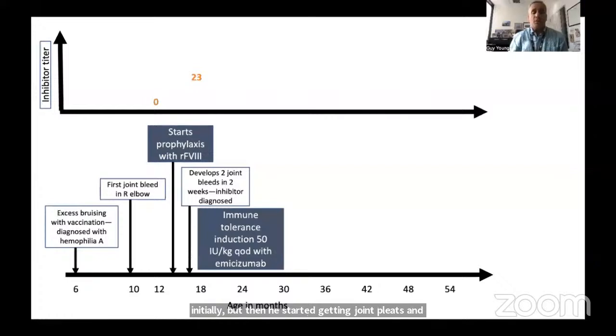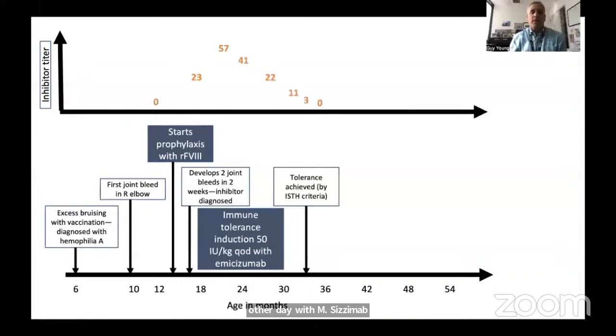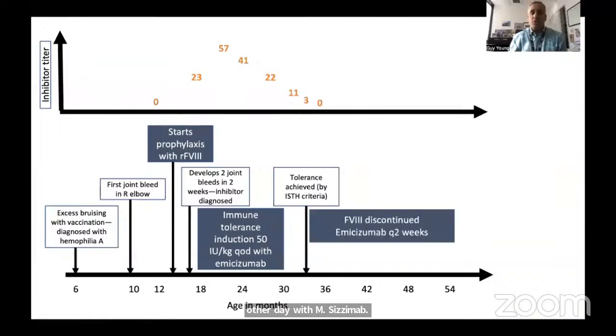He started immune tolerance with 50 units per kilo every other day with emicizumab. Initially, his titer went up, but eventually it went down, and he was successfully tolerized. He achieved the tolerance by ISTH criteria. He enrolled in the study.